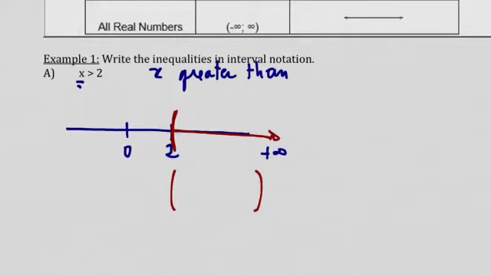Why do we have a parenthesis next to the 2? Because we said x is greater and not greater than or equal to. Comma, and we have a parenthesis next to the plus infinity because we always have a parenthesis next to plus infinity. Now let's jump to example B.